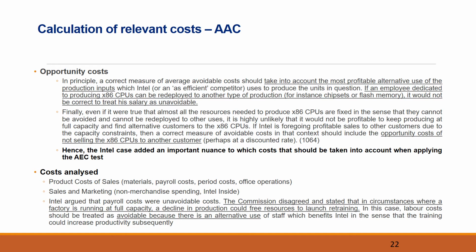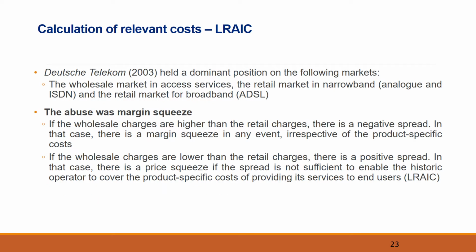Intel case added. In 2003, it was found that Deutsche Telekom had abused its dominant position in the wholesale market in access services, the retail market in narrowband, and the retail market for broadband. The abuse was margin squeeze. If the wholesale charges are higher than the retail charges, there is a negative spread. In that case, there is a margin squeeze in any event, irrespective of the product-specific costs.